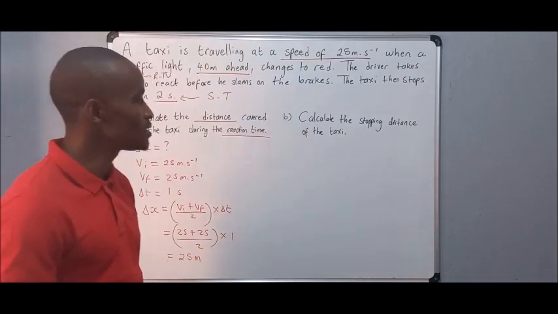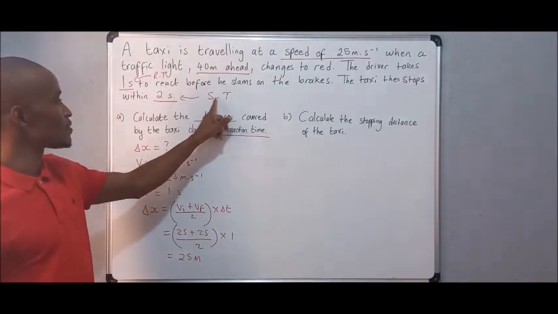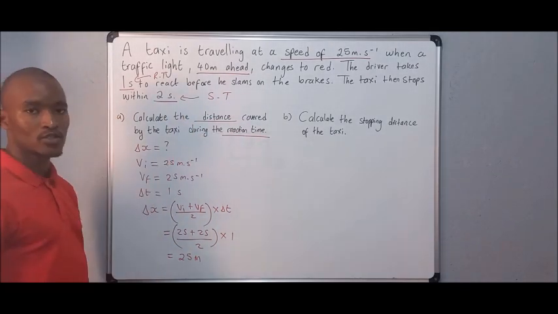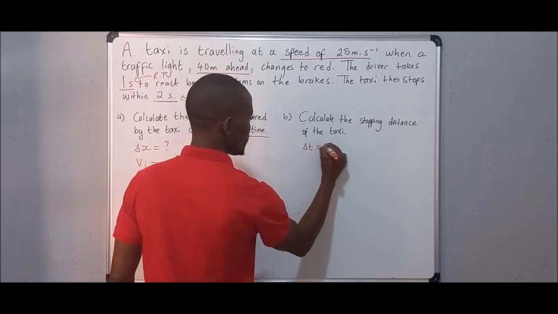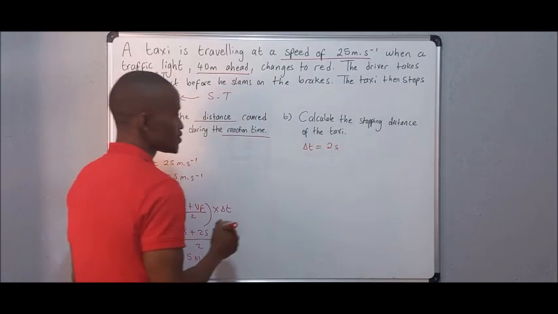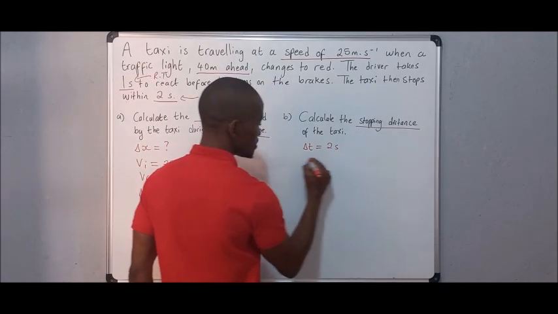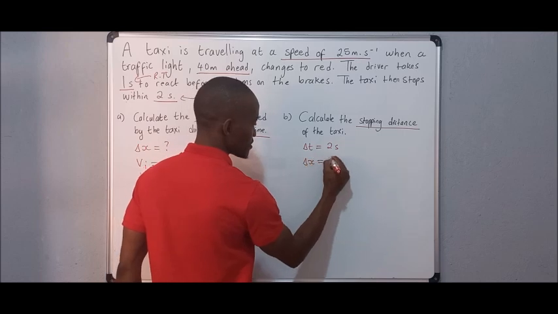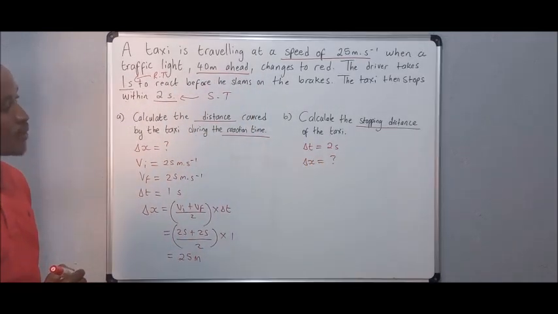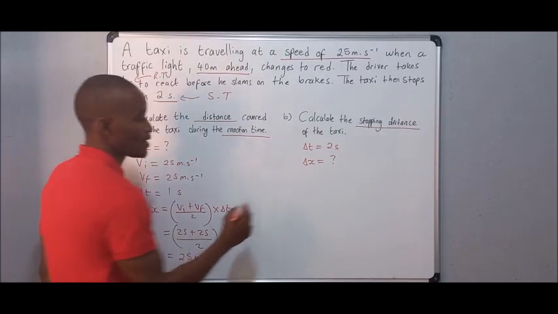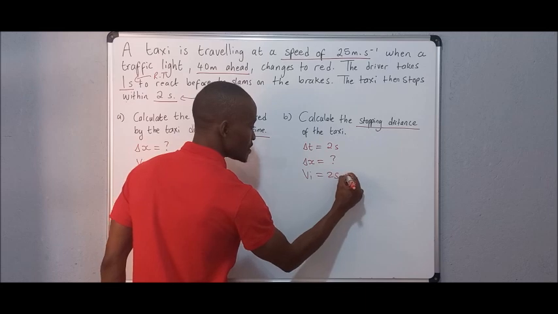B, calculate the stopping distance of the taxi. What is our stopping time? 2 seconds. So here our stopping time is 2 seconds. Again we are looking for distance, change in x, and we have VI, which is 25 meters per second.